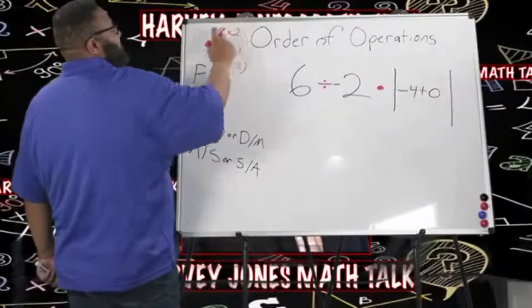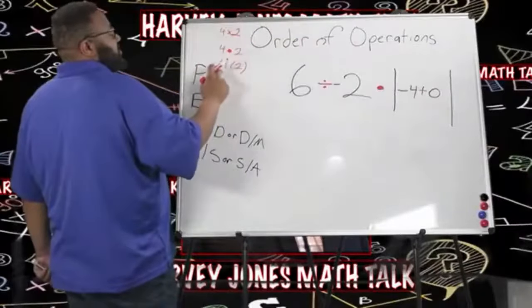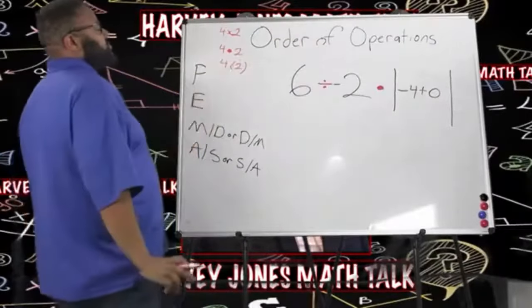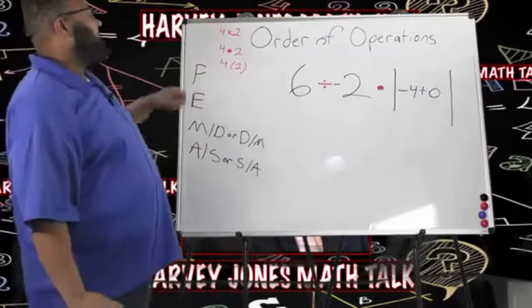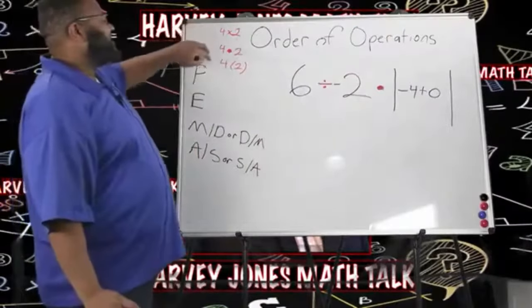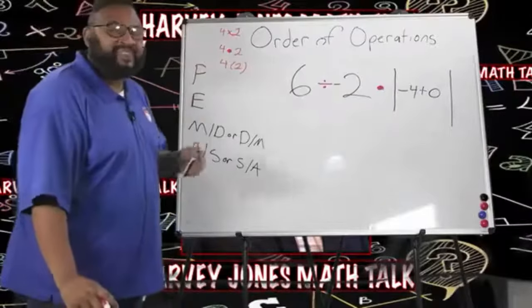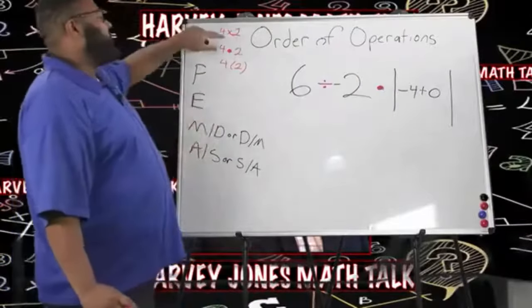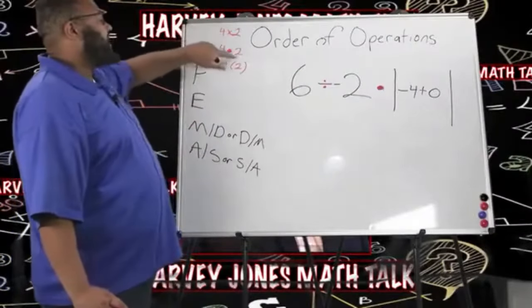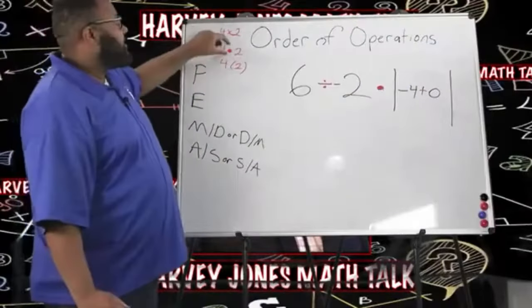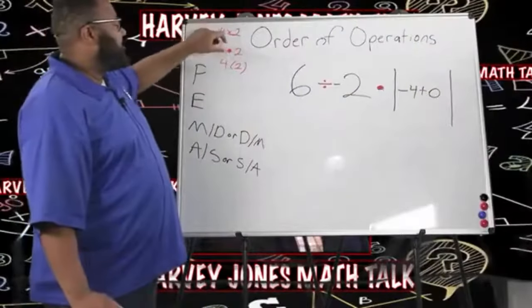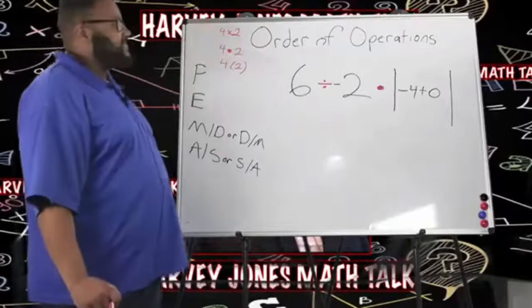Four times 2. Okay? Don't get upset. All of these are the different symbols that represent multiplication. 4 times 2. 4.2 is not a decimal. It's raised up. When it's a little dot in the middle, 4 times 2, that means multiply.